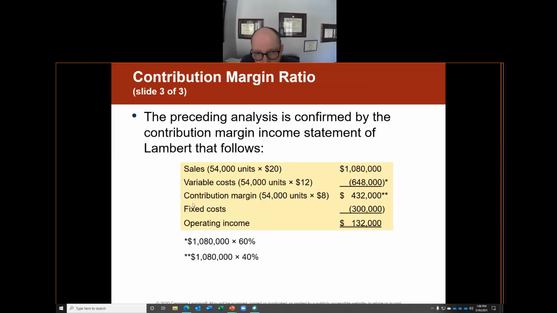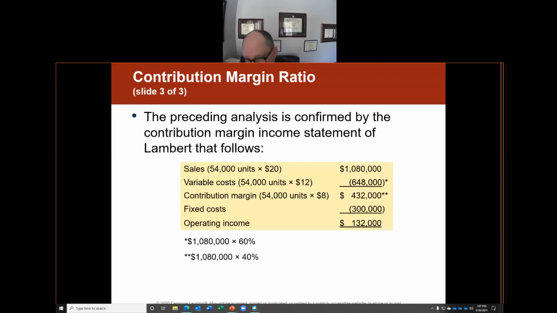Looking at it graphically, I sold an additional $80,000. I originally sold 1 million. Now I sold 1,080,000 worth. I sold an additional 4,000 units. Originally I sold 50,000, now I sold 54,000. 54,000 units times $20 is 1,080,000. Minus total variable cost, 648,000.